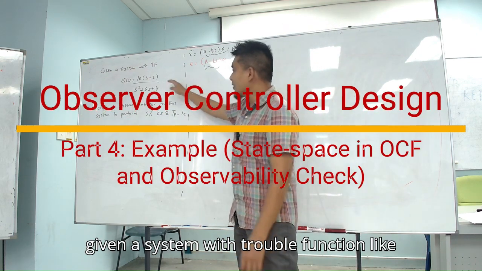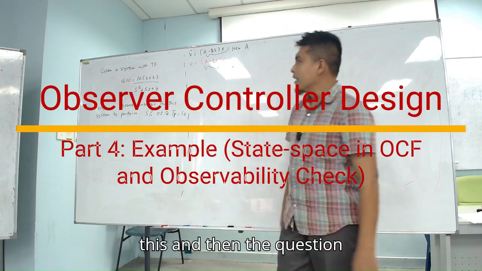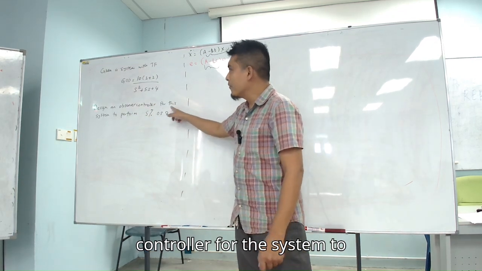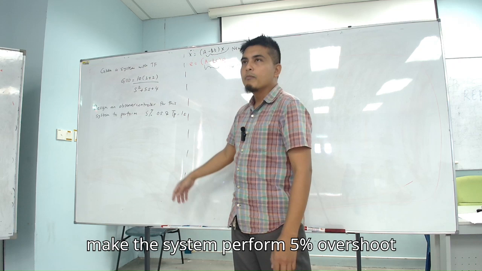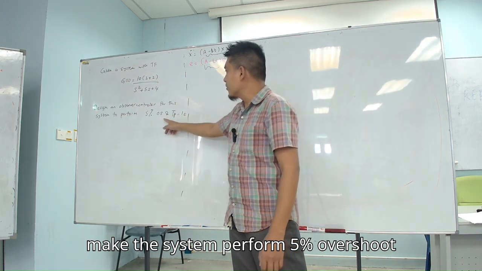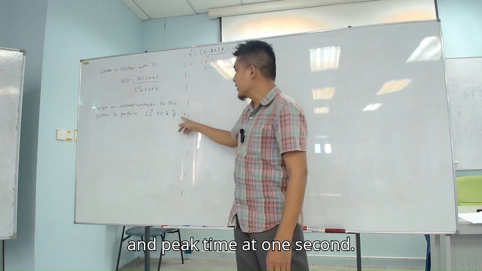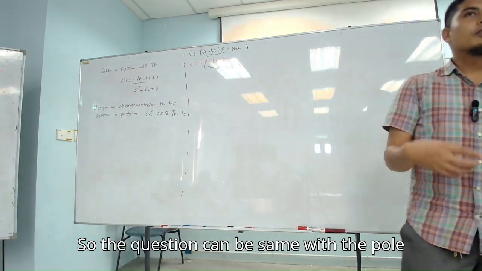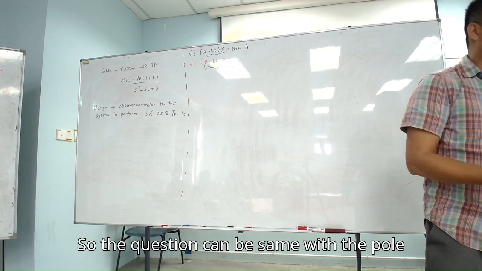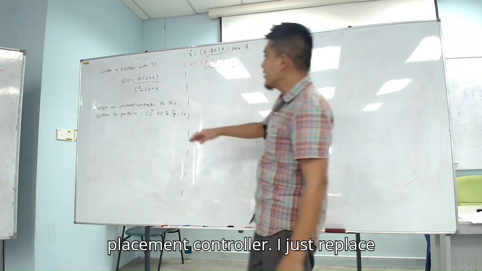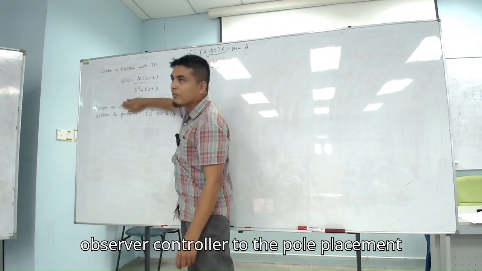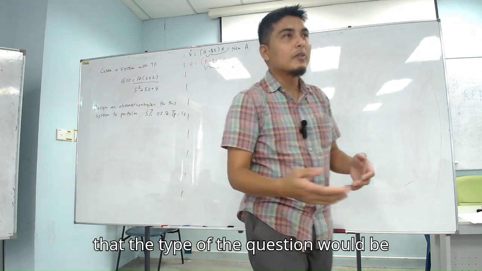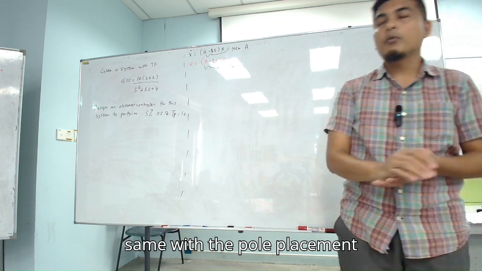Given a system with a transfer function like this, the question is: design an observer controller for the system to make the system perform 5% overshoot and peak time at 1 second. Okay. So the question can be the same as the pole placement controller. I just replace observer controller with the pole placement controller. So it means that the type of the question will be the same as the pole placement controller.